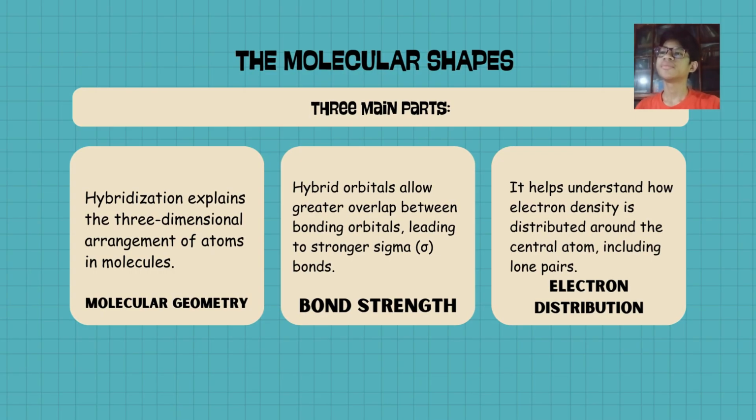The molecular shapes. So there are three main parts. The first part is molecular geometry. Hybridization explains the three-dimensional arrangement of atoms in molecules. The second part is bond strength. Hybrid orbitals allow greater overlap between bonding orbitals, leading to stronger sigma bonds. And the third part is electron distribution. It helps us understand how electron density is distributed around the central atom, including lone pairs.